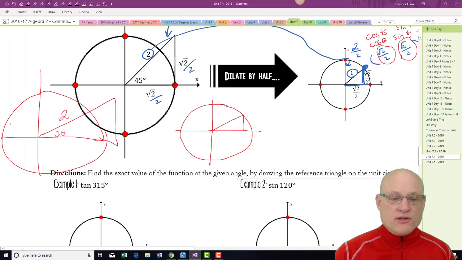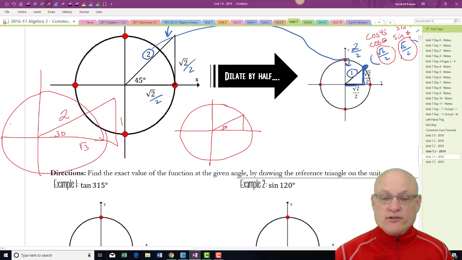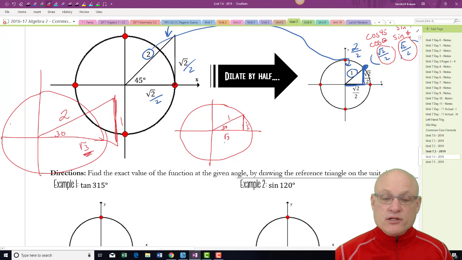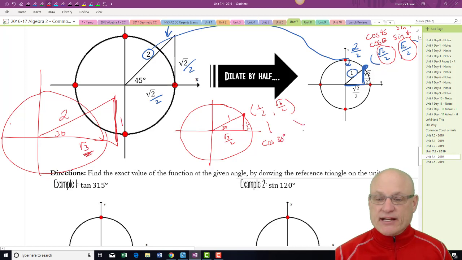Remember, this would be 2, this would be 1, and this would be the square root of 3. So if this was 30 degrees, and I dilated everything by a half, this distance here, which was 1, is now 1 divided by 2. And this distance here, which was the square root of 3, is now the square root of 3 over 2. So that means this coordinate would be 1/2, square root of 3 over 2. In other words, the cosine of 30 degrees is a half, and the sine of 30 degrees is the square root of 3 over 2.